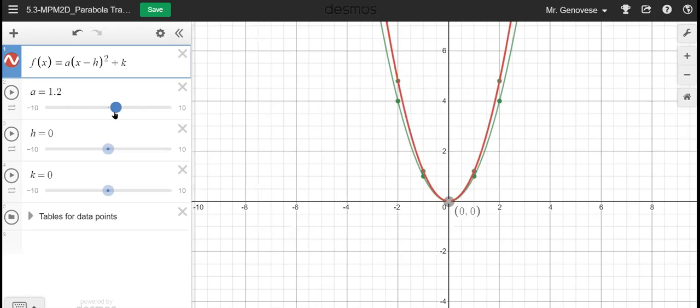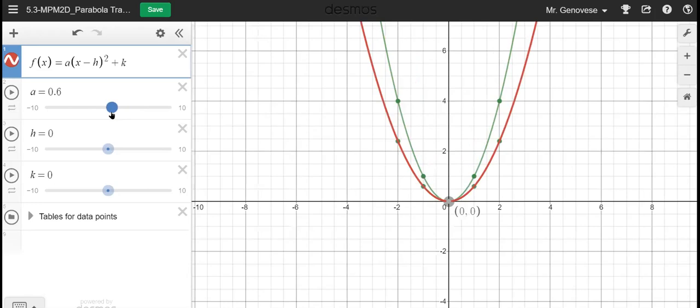And compressions happen when the a value is a little less than 1. So there's the red graph. Compressed, again, means compressed along the y direction. So relative from the green to the red, it's getting closer to the x-axis.